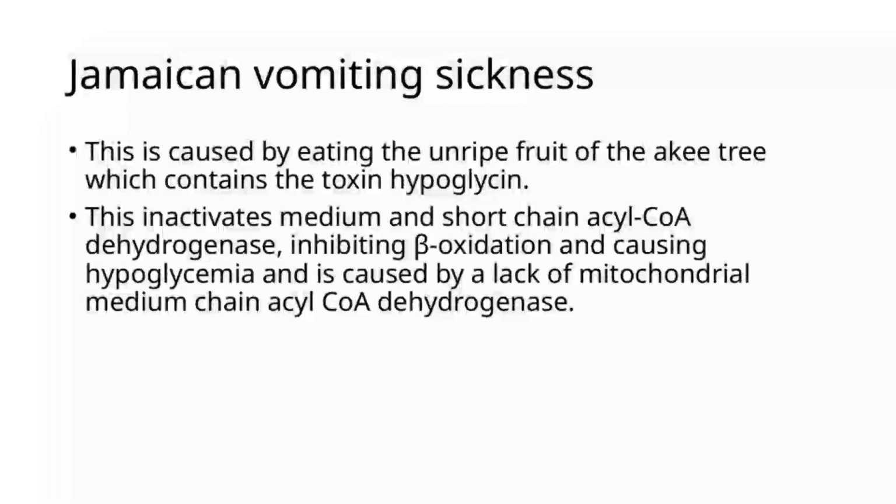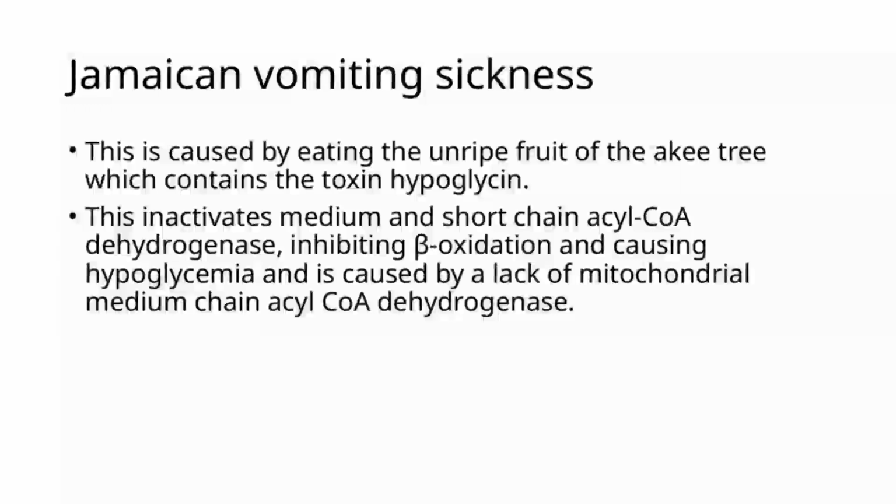When β-oxidation is inhibited, the body can't properly generate energy from fats, leading to hypoglycemia or low blood sugar. Interestingly, this condition is linked to a deficiency in mitochondrial medium-chain acyl-CoA dehydrogenase, or MCAD, which is an enzyme normally responsible for metabolizing medium-chain fatty acids. So, in essence, the ingestion of unripe ackee fruit disrupts normal energy production, resulting in the symptoms seen in Jamaican vomiting sickness. This highlights the importance of understanding how certain foods and toxins can impact metabolic pathways and lead to serious health issues.